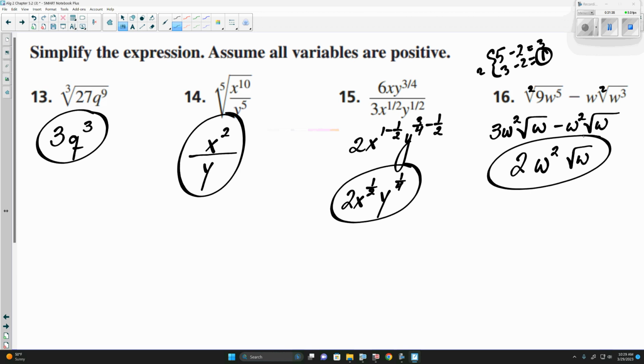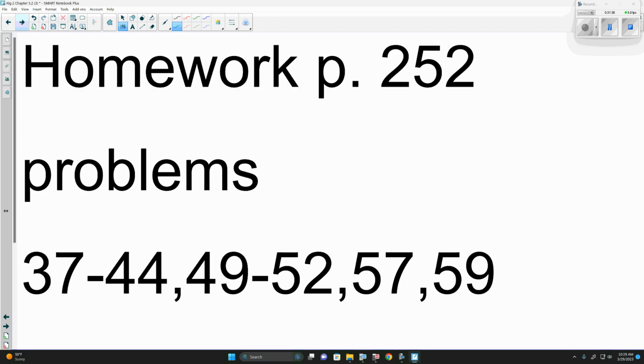Your homework, if you do lose it or don't have it, is out of the textbook. It's problems 37 through 44, 49 through 52, 57, and 59. If you notice, the worksheet that I have attached actually does have those specific problems. I just rewrote it so that you have those. You can remove it and write specifically on it. Just make sure to put your name on it. I did not put a space for a name, but you can turn that in because there is more space than the normal book work.